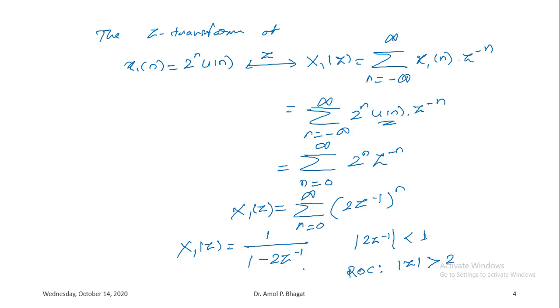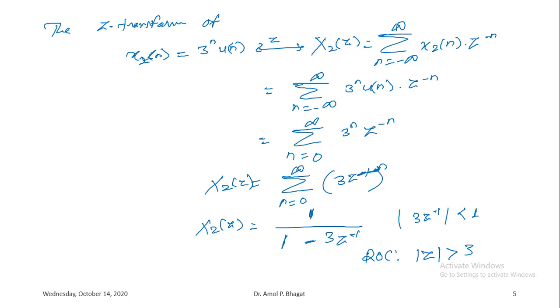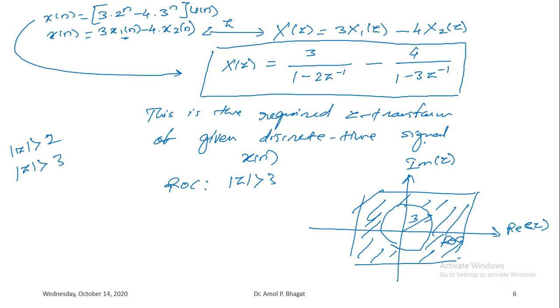So X1 of z is 1 upon 1 minus 2z inverse, and its ROC is mod z greater than 2. Similarly, we identified the z transform of x2 of n, X2 of z, as 1 upon 1 minus 3z inverse, and its ROC is mod z greater than 3. We combined these z transforms to get the linear combination. So this is the overall z transform of the given signal x of n, and the ROC will be the intersection of these two ROCs, which is mod z greater than 3, and we have plotted it.